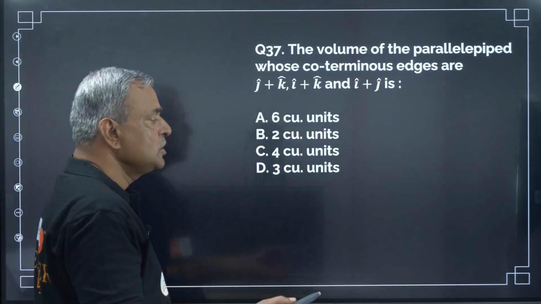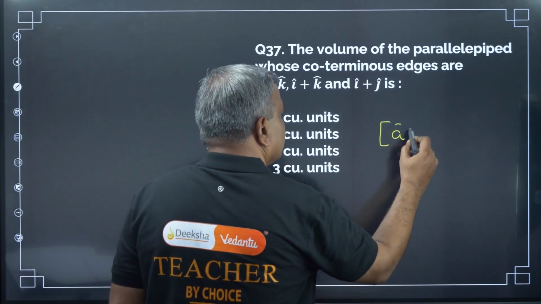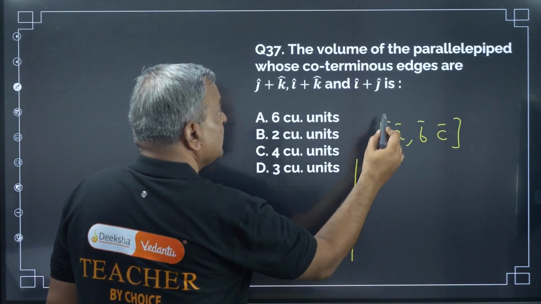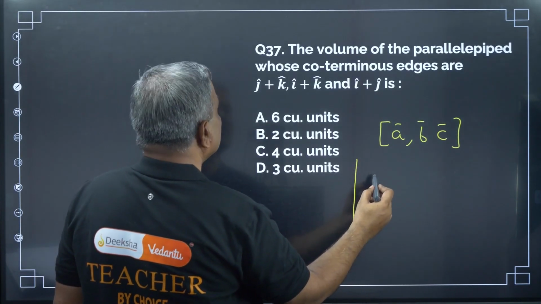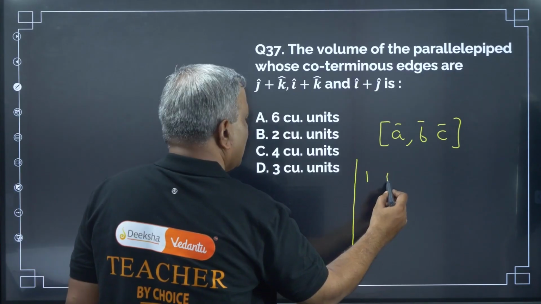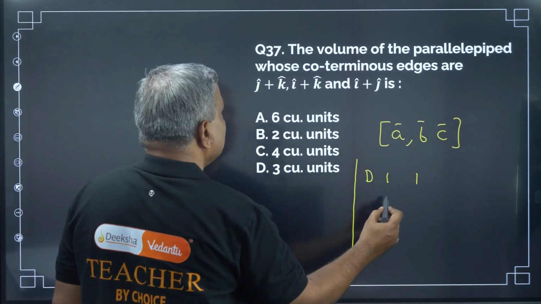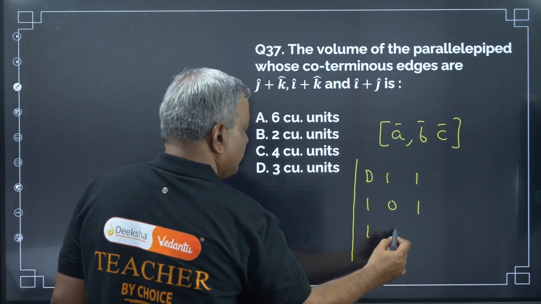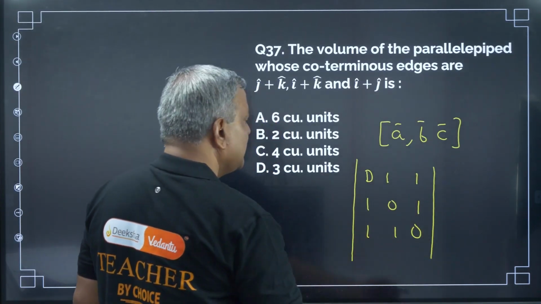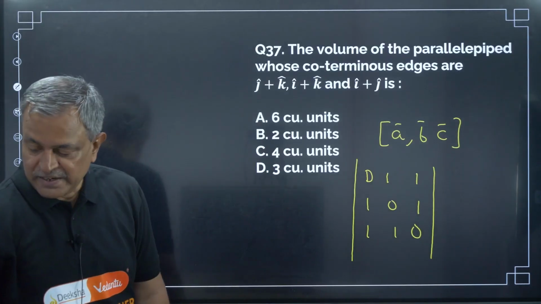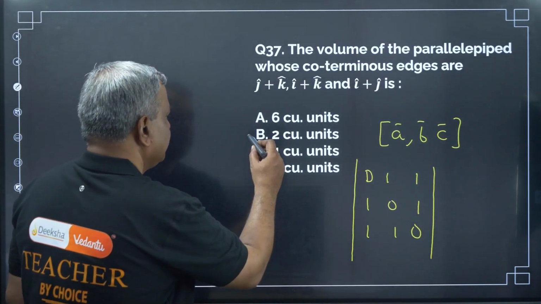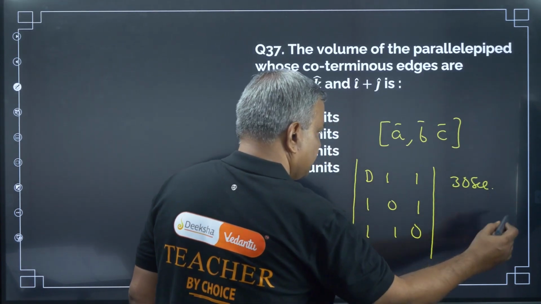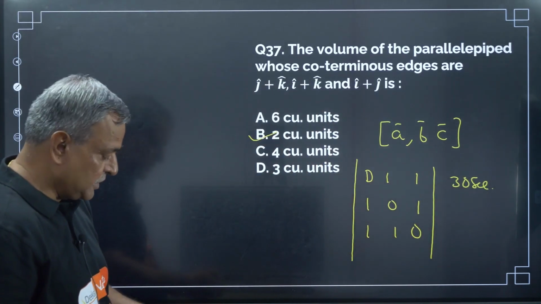37, parallelepiped. Again, you must know the box ABC, which is a determinant. First determinant is how much? This is 0, 1 and 1. Next one is 1, 0, 1. Again is 1, 1, 0. Just you have to evaluate. You get your required result. 37, you get B, which I am not solving, which can be done within max to max 30 seconds. Because you have to evaluate the determinant properly.